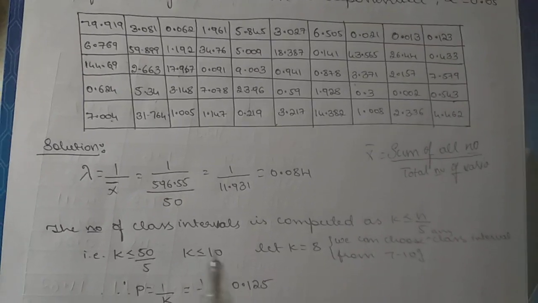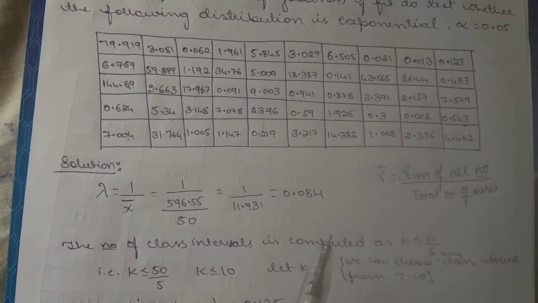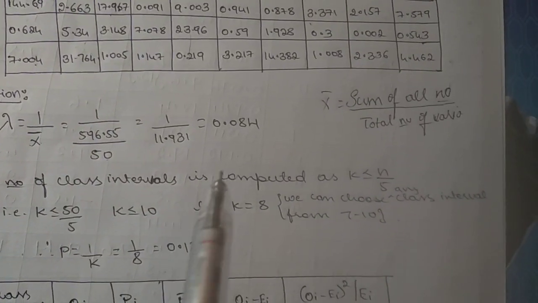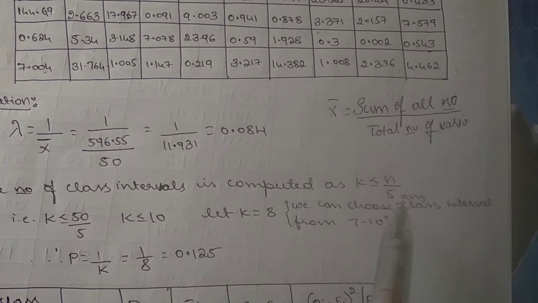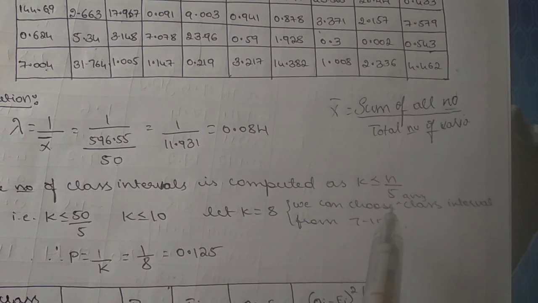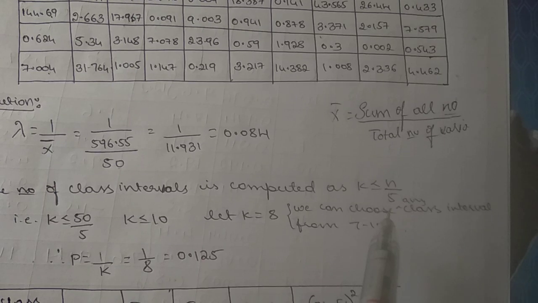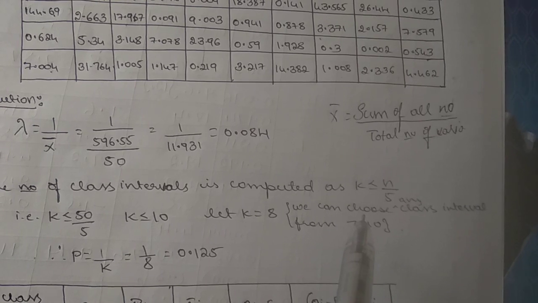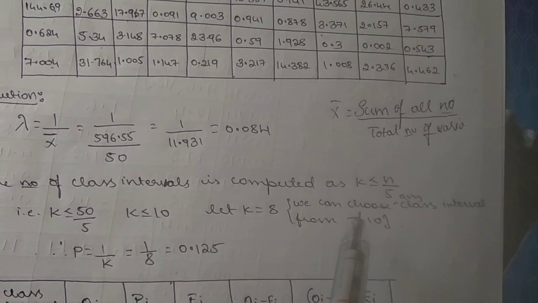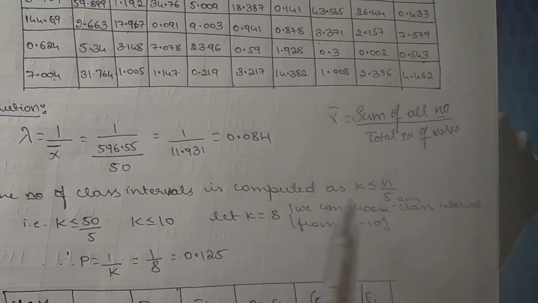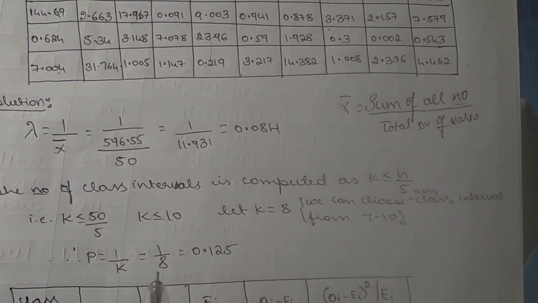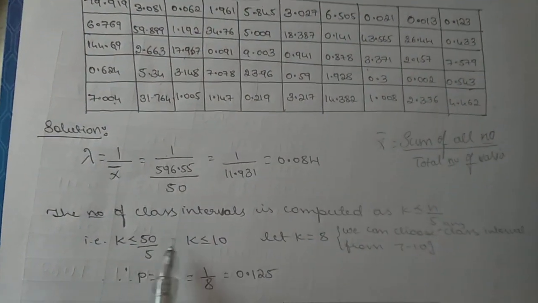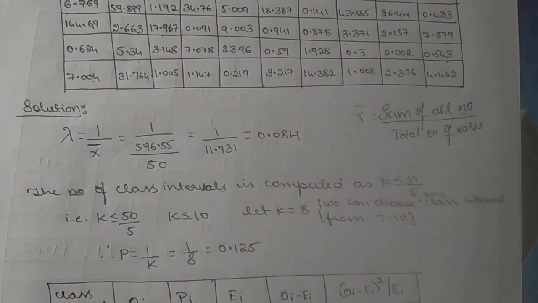Okay, next you have the number of class intervals. You have to compute how many class intervals you have to take, is it not? For that, you have to take k less than or equal to n divided by 5. While explaining the chi-square test itself, I showed you the time interval table. There the k value varies from square root of n to n divided by 5. Here it is not a big value, so I'll take k less than or equal to n divided by 5. What is n? The total numbers. How many numbers are there? Here 50 are there. So 50 divided by 5, k is less than or equal to 10.